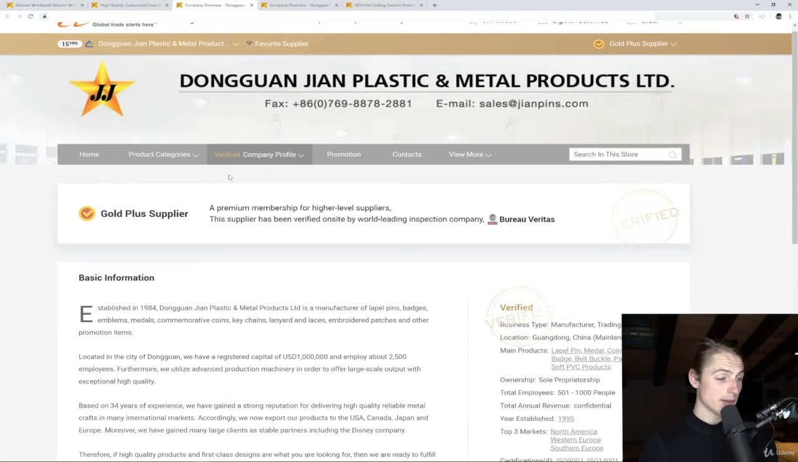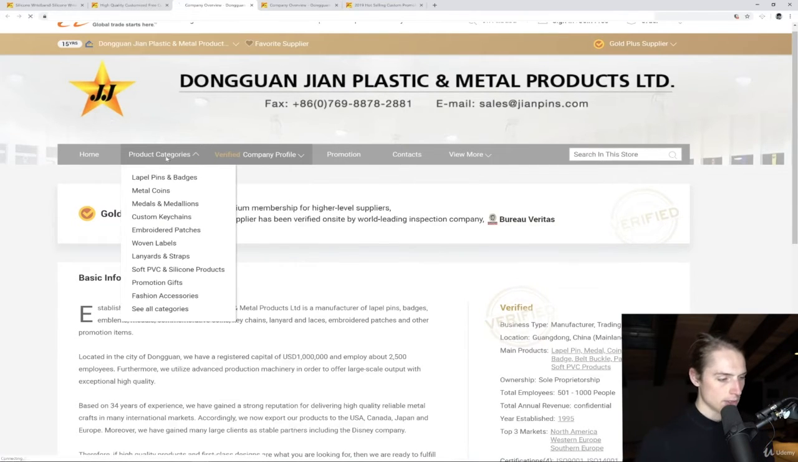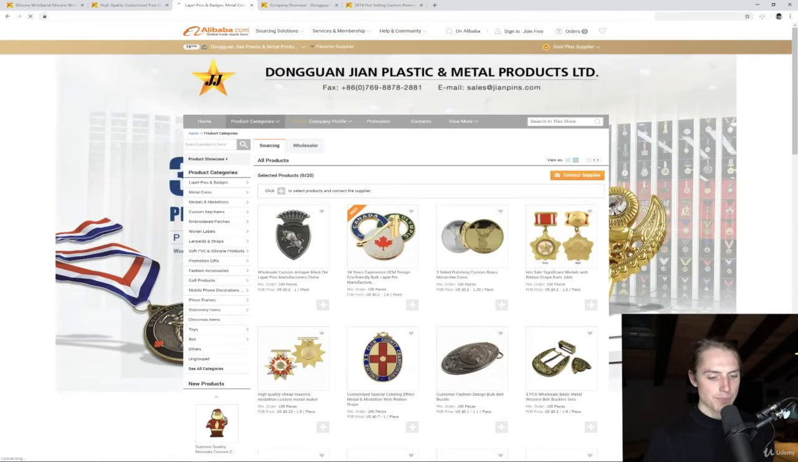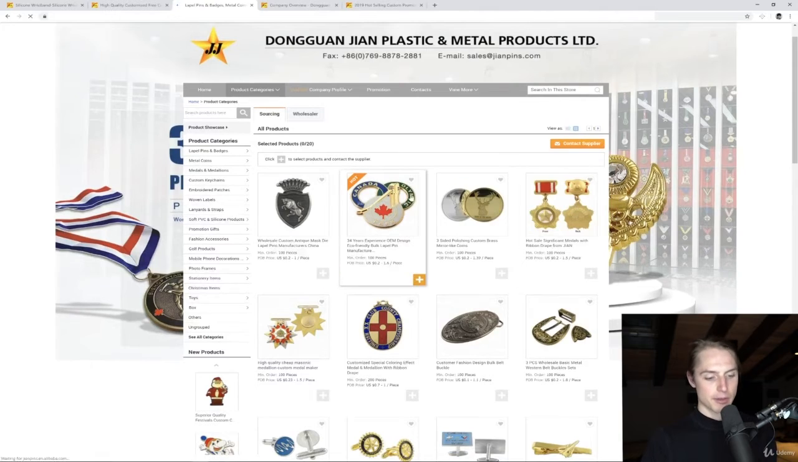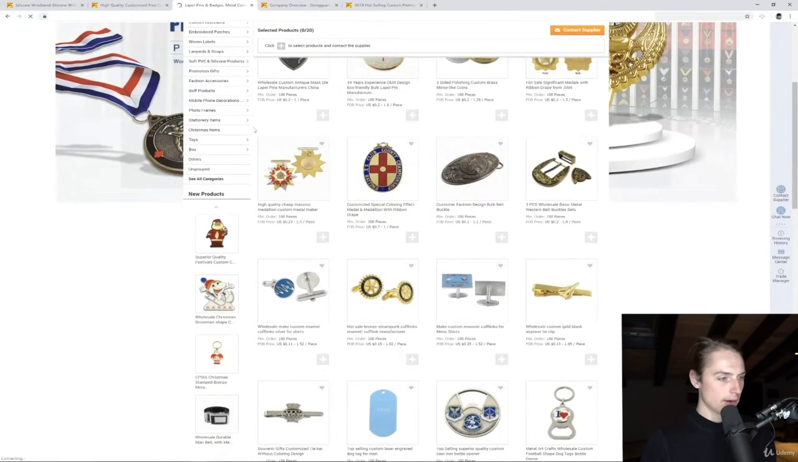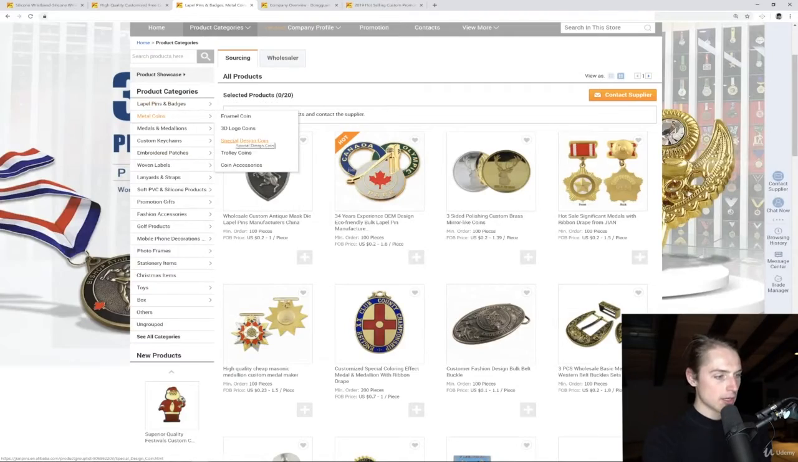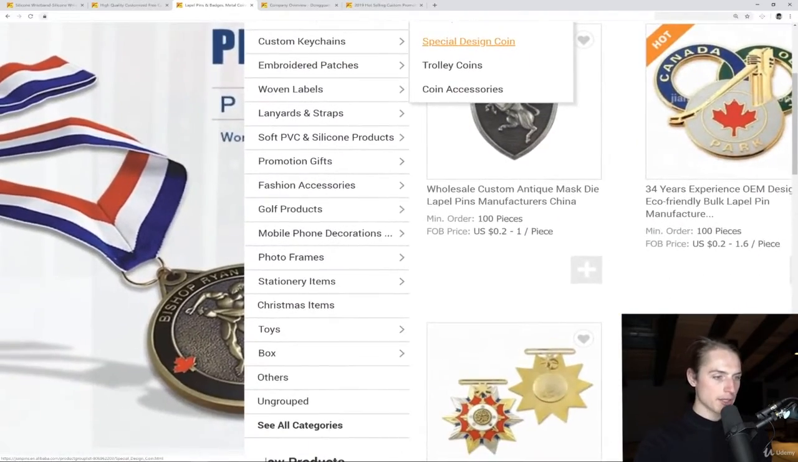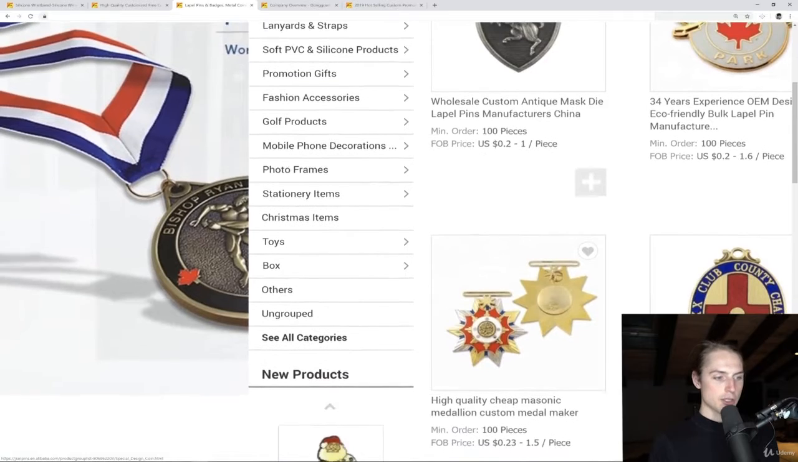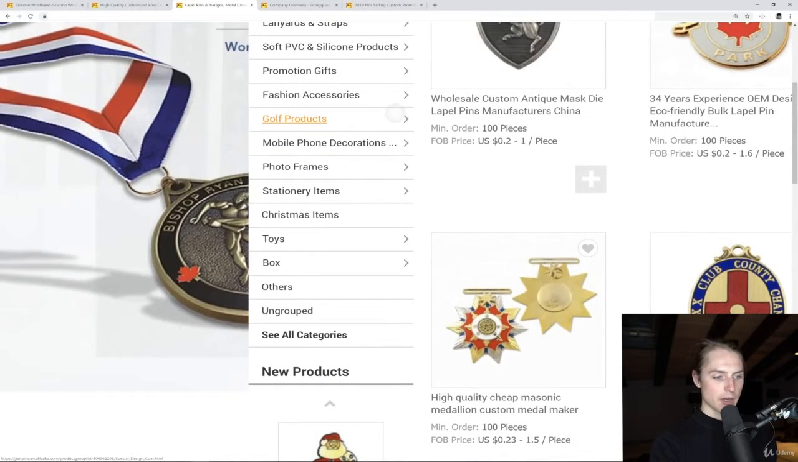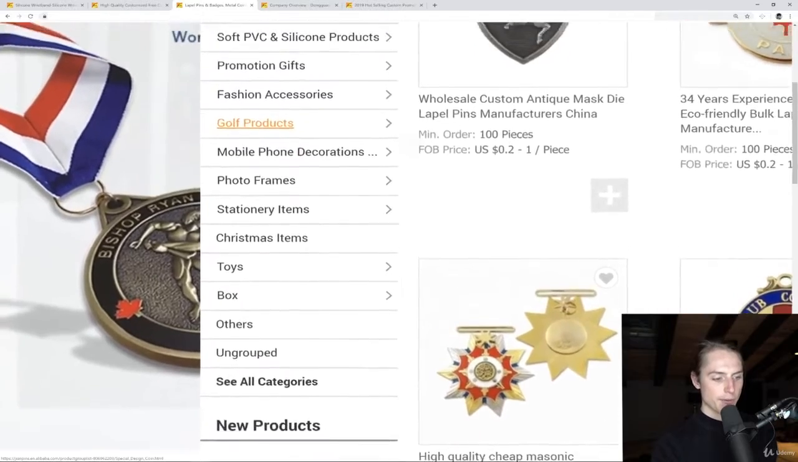But what's the most important is going to be the product categories. Okay. So like when we look at these categories, do they actually make sense? Okay. So it looks like they sell little pins, little coins. What else do they sell? Pins, badges, metal coins, medallions, keychains, patches, labels, lanyards, straps, little golf products. They probably sell like golf tees and stuff like that, photo frames.